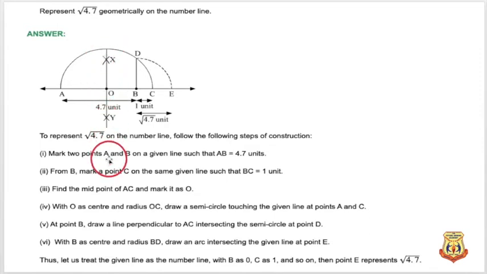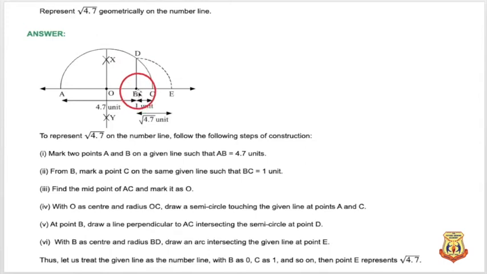You will use your compass and you will get the midpoint. After this, with O as a center and OC as radius, or AO as radius, no problem, you will draw a semicircle. Okay, and then what? Then from the point B you will draw one perpendicular line which will intersect this semicircle at D.